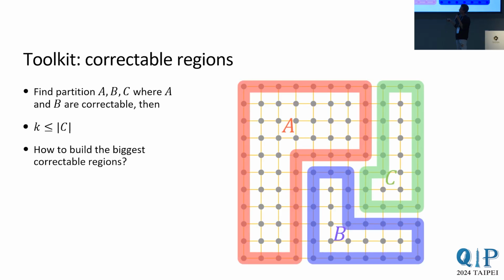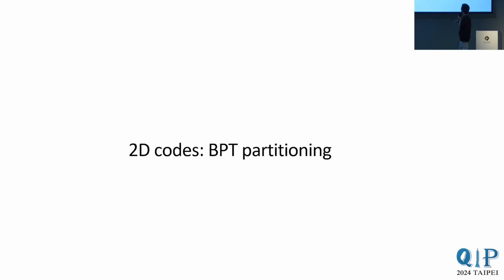The final technical lemma I'll use is that for any code, if I can find a tripartition of the vertices where A and B, like here you have A and B, are correctable, then the number of encoded qubits in the code is upper bounded by the size of C. Great, so now how do we find those big A and B correctable regions? I'm going to give you an example of how the BPT paper addresses the question for the case of 2D codes.